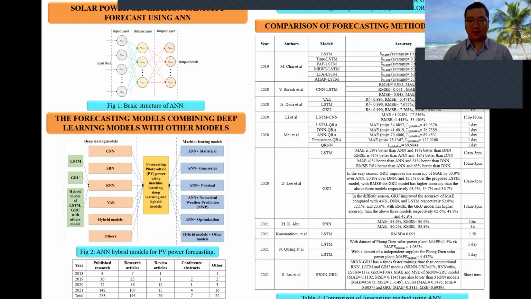To be more detailed, I have compared typical solar power generation forecasting models from 2019 to 2021, as shown in table 4. From table 4, it can be seen that research groups mainly use combined models of LSTM and ZRU to forecast generating capacity for solar power plants. LSTM and ZRU models give higher accuracy than traditional ANN, DNN, and RNN models with the same data set and prediction domain. Also, the ZRU model is less studied than LSTM. The accuracy of the ZRU model is higher than that of LSTM.